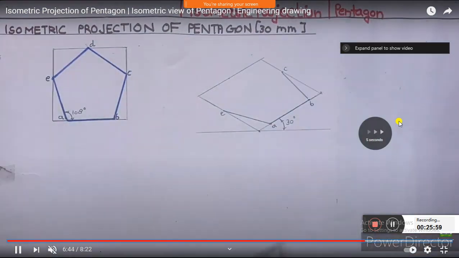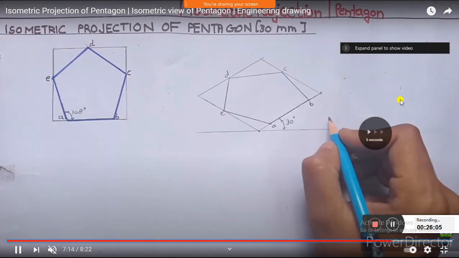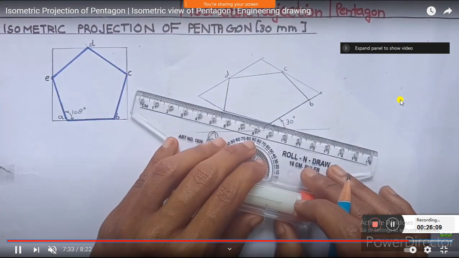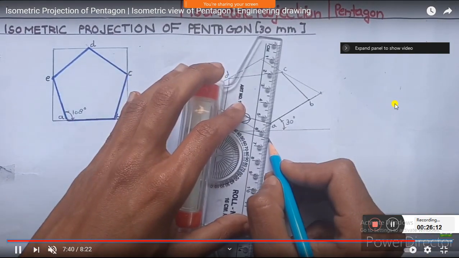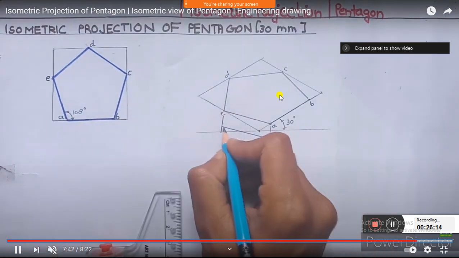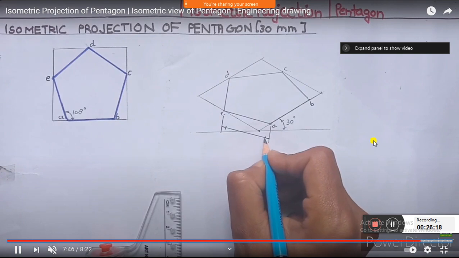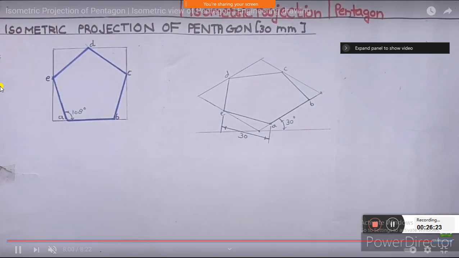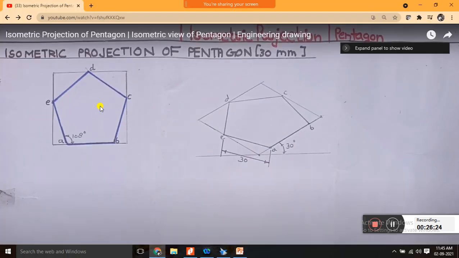Like this, you have to mark and join. So that gives the front view. So that is what ISO 30 mm. So like this, you have to write.